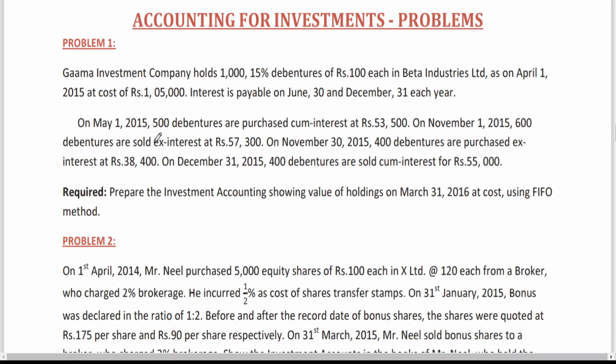So Gamma Investment Company holds 15% debentures of 100 rupees each in Beta Limited as on 1st April 2015 at a cost of rupees 1,05,000. The first point of this problem is that Gamma Investment Company holds, which means it's a balance. So what I do, each and every line I'll go by a timeline so that you'll understand it better. So here I am writing the timeline.